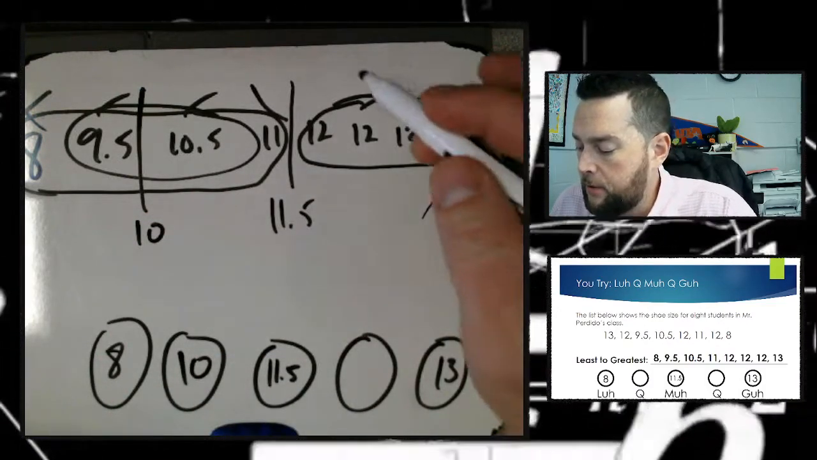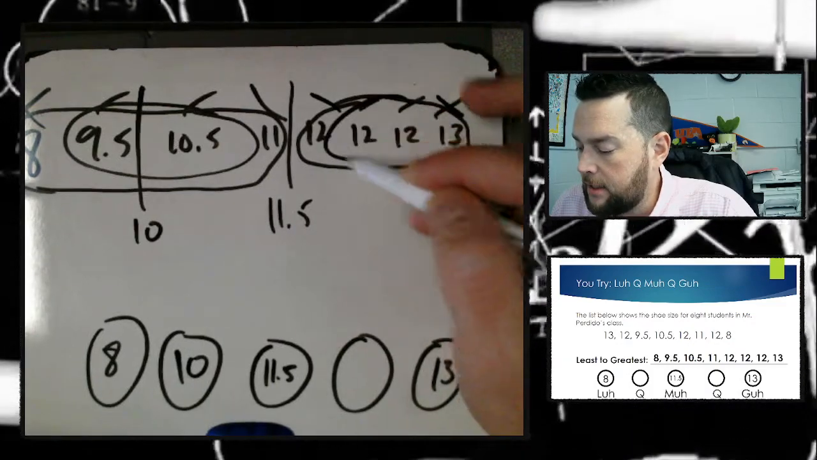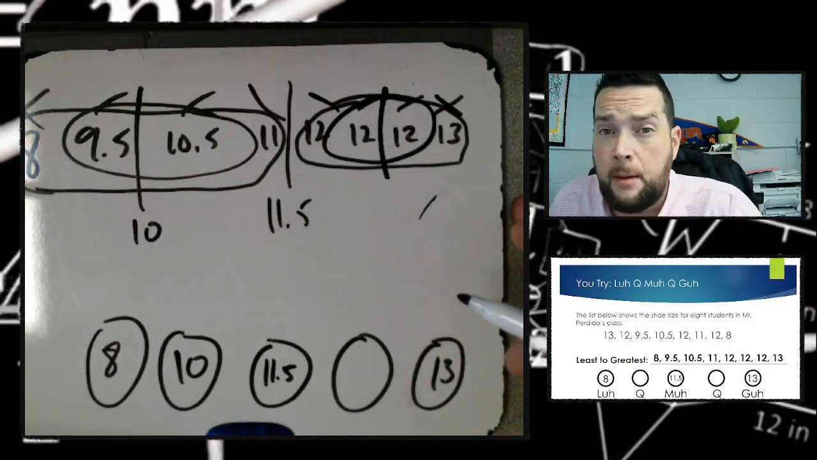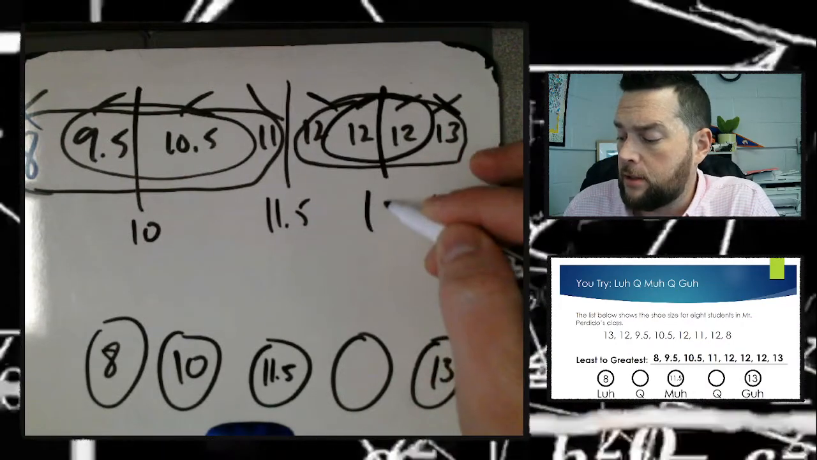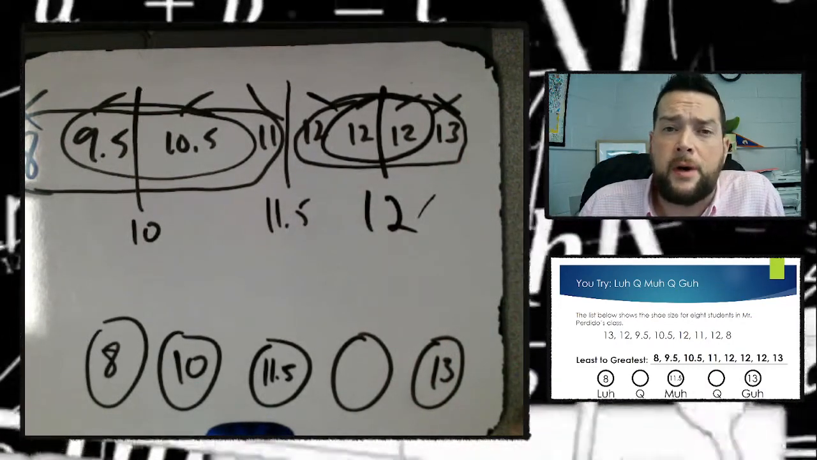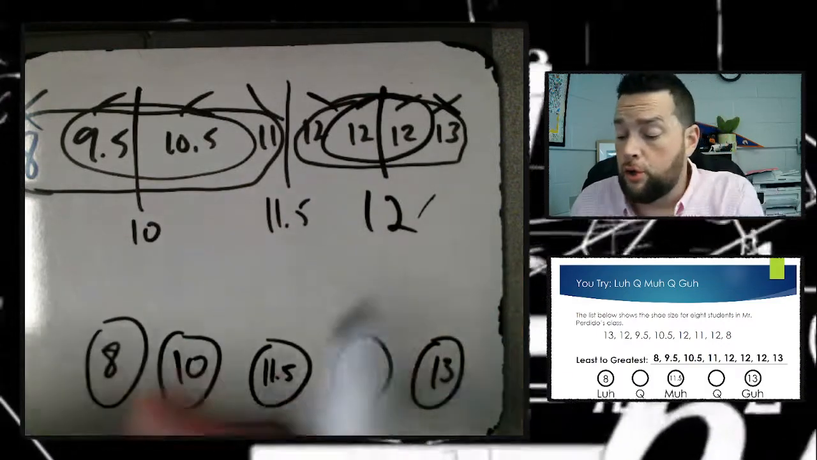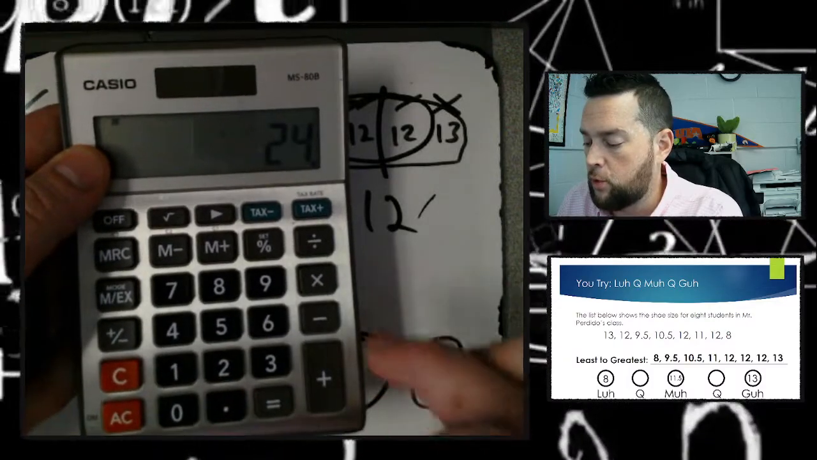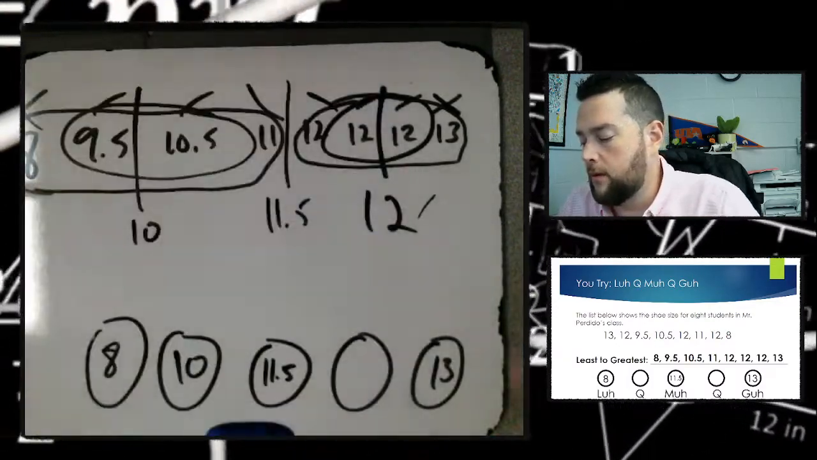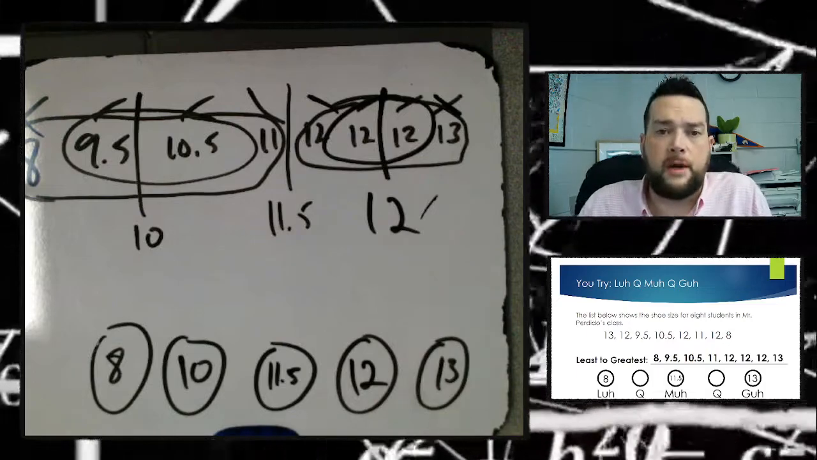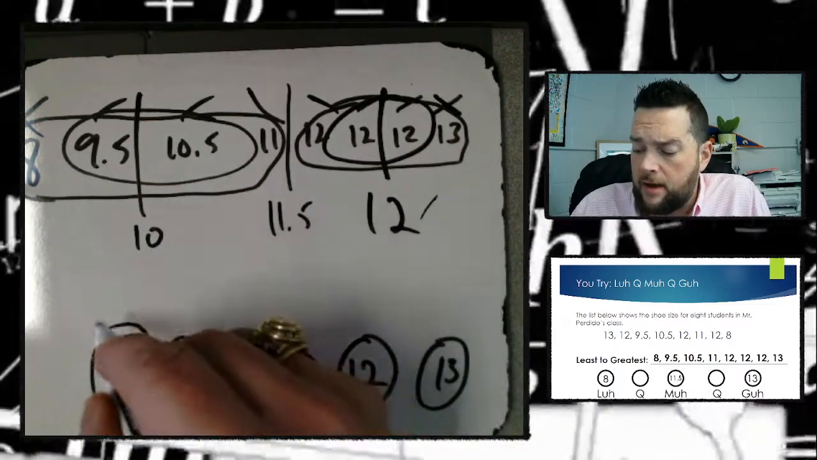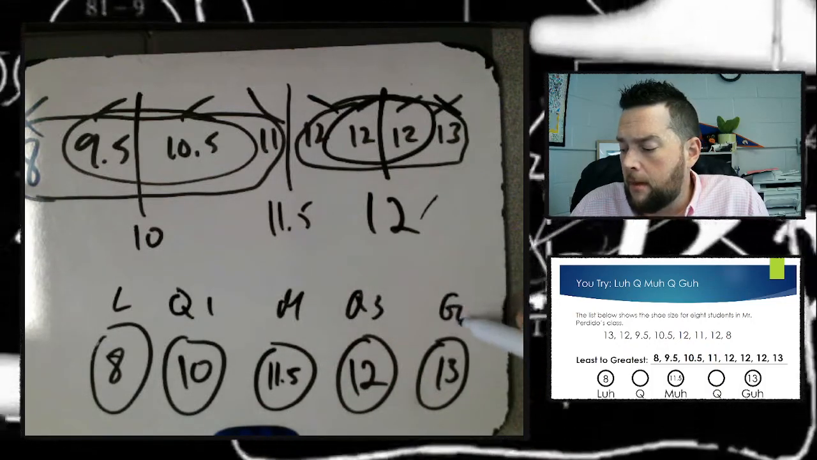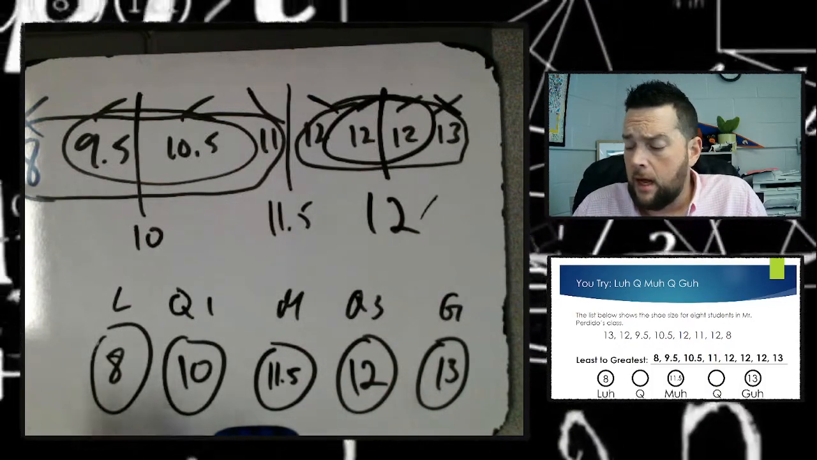And then I'm going to do the same thing over here. Scratch the first and last. I've come down to two numbers in the middle. If they're both the same number, then that's the number. So in between 12 and 12 is 12. Or if you wanted to go through the process, you could do 12 plus 12 equals 24, divided by 2 is 12. And that's my Q3, okay? All right, so I've got my least, Q1, my median, my Q3, and my greatest listed right there.